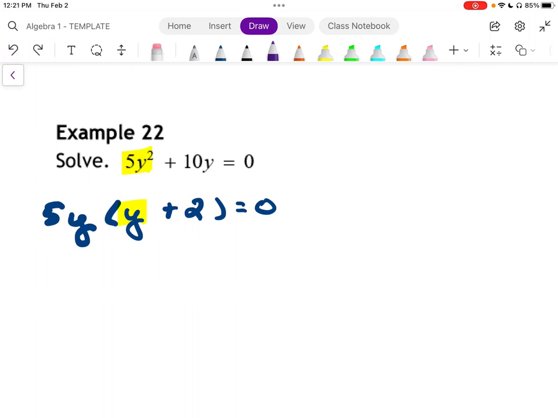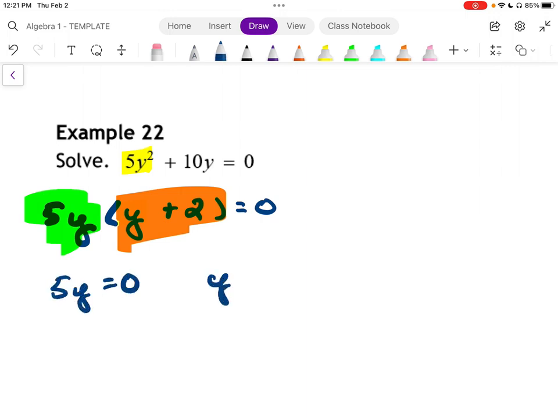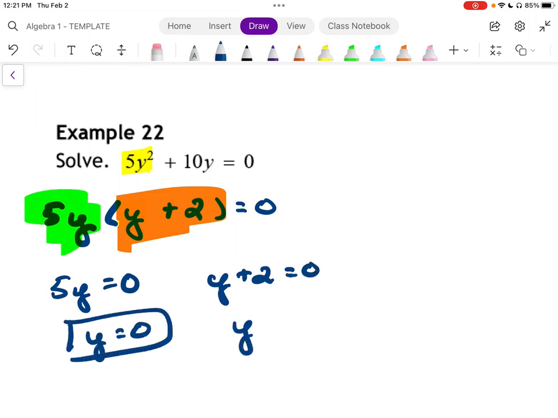Now that we have it factored, we can split it up, and we say, well, we have this piece and this piece, and then we use the zero products property. So 5y is 0, and y plus 2 is 0. So on the left, we get y equals 0. On the right, we get y equals -2.